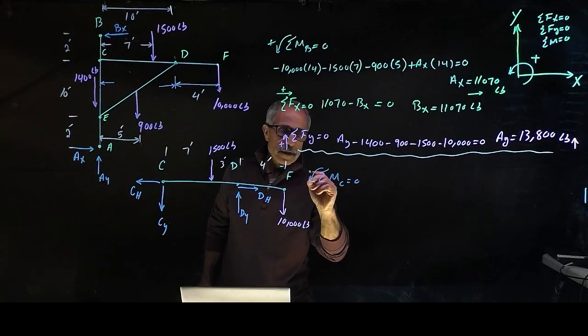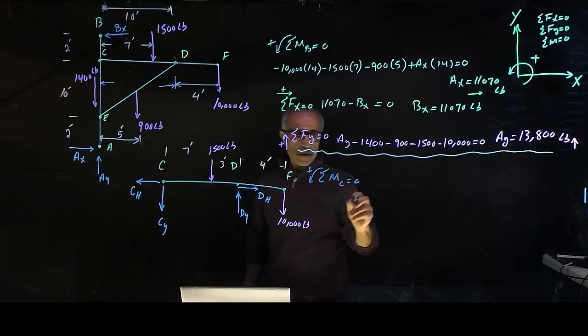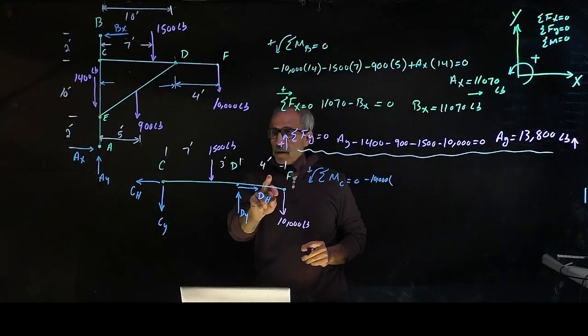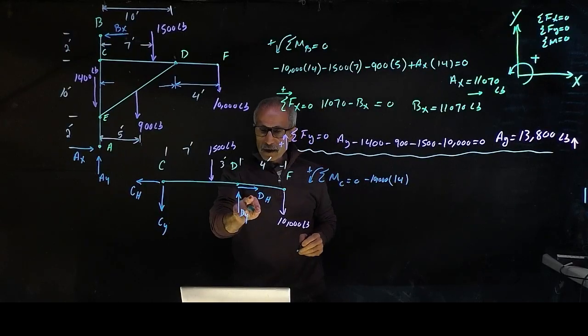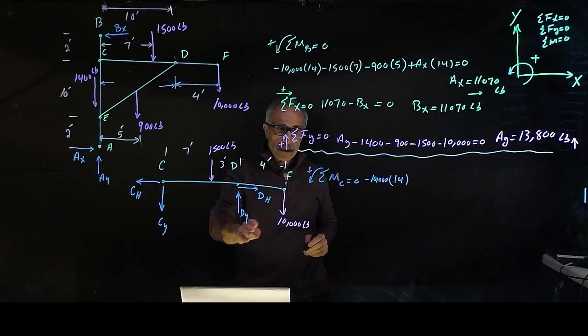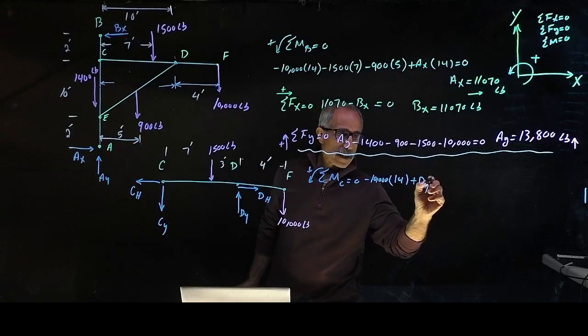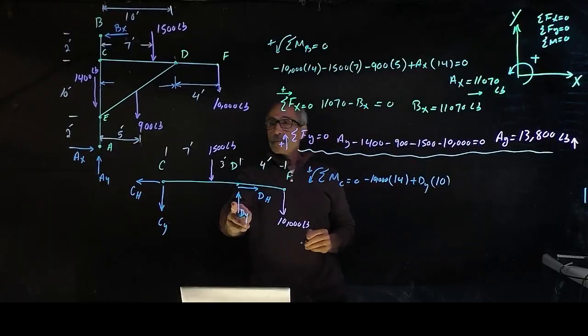Going counterclockwise is positive. Start from this end, and I'm going to rotate clockwise, so it's going to be minus 10,000. And that distance is going to be 4 feet from here, and 10 is 14. And I have nothing else. I come over here. DH cannot take a moment about C because it's the same line of action. So the only one is DY that can take a moment, and it's going to be counterclockwise, so it's going to be plus DY. And the distance from here to there is 10 feet. Am I right? Yeah, 10 feet.